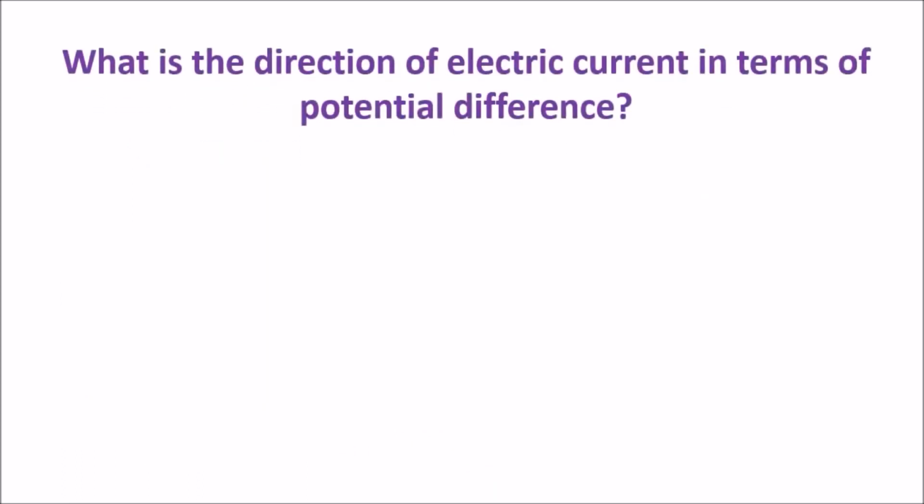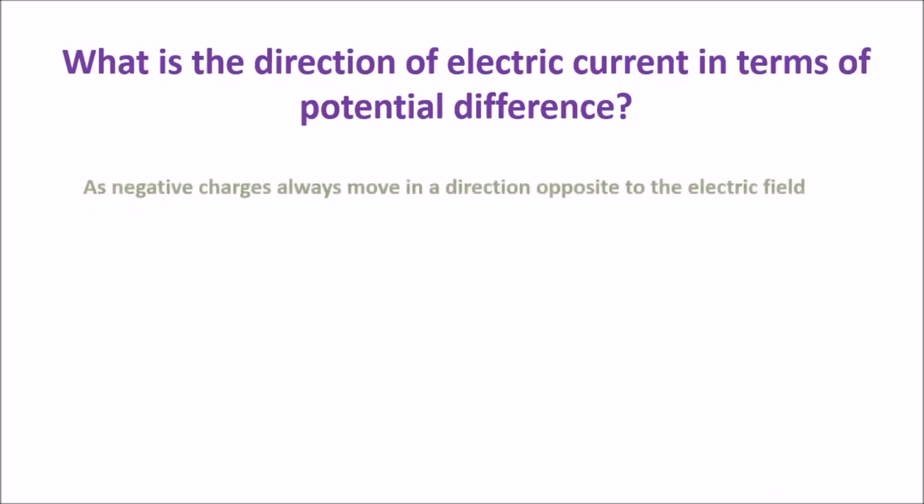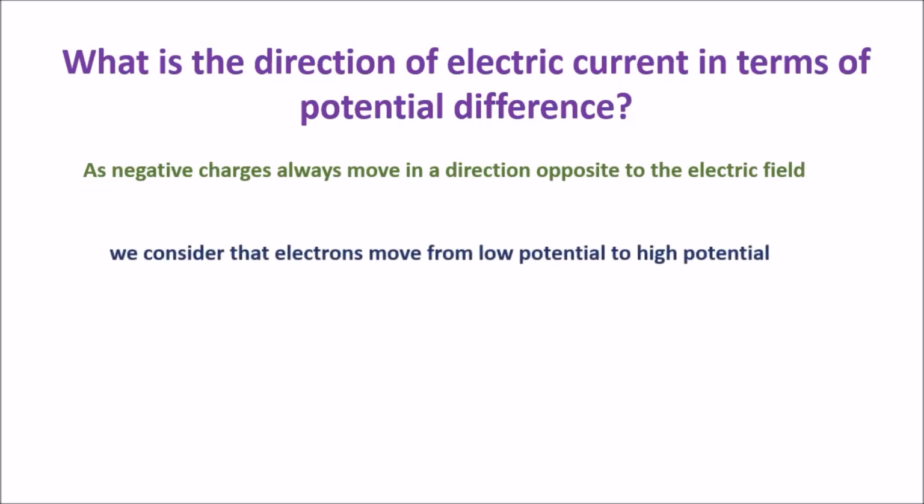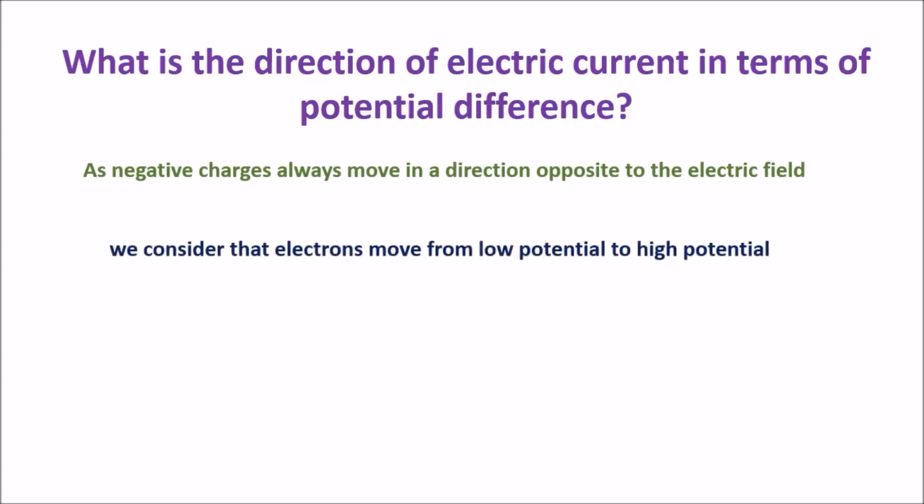Now, this is quite important concept in entire electricity. What is the direction of electric current in terms of potential difference? You see, as negative charges always move in a direction opposite to the electric field. Very important point. So direction of negative charges will be opposite to the direction of electric field. We consider that electrons move from low potential to high potential.